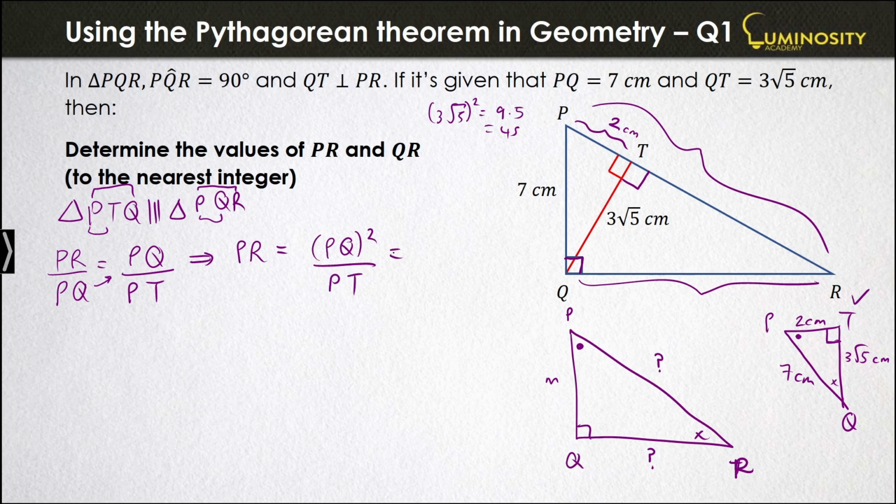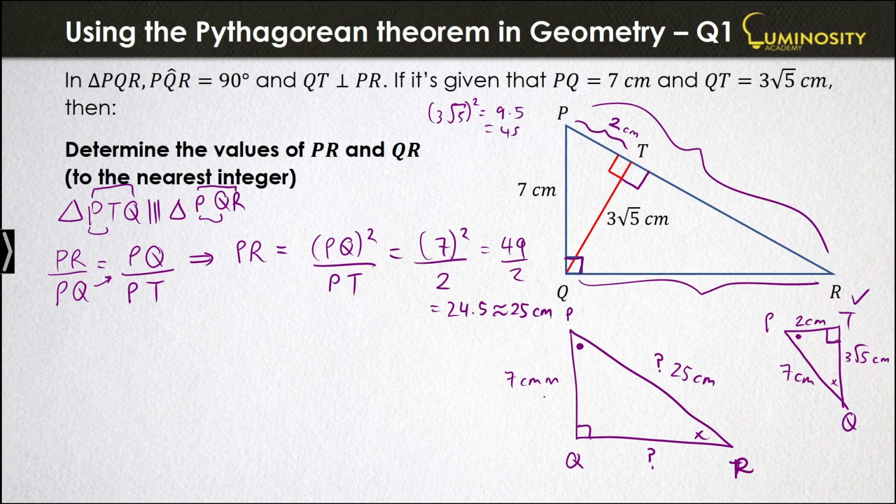And that's nice because PQ we know was 7. So that's 7 squared divided by PT, which we just worked out. So that's going to be 2. So you're going to have 49 over 2. And 49 over 2 is, so 50 over 2 is 25. That's the closest. So it's going to be 24 and a half. Okay, but to the nearest integer means we round it up to 25 centimeters. And we know that was 7 centimeters.